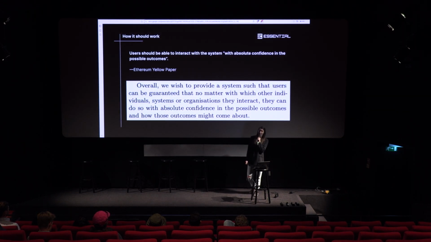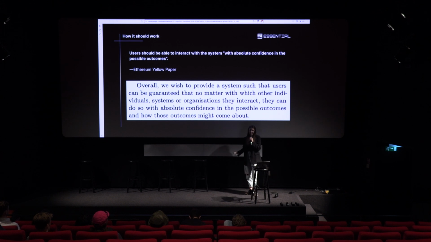So what we think at Essential is that this shouldn't be possible. And I don't think that's a radical claim. Most people in the space are looking at ways of mitigating MEV and thinking about how can we prevent this from happening, because it is unintended behavior. And actually, if you look at the Ethereum yellow paper, it specifically states that users should be able to interact with the system with absolute confidence in the possible outcomes. And we know that that's not the situation we live in today, but that is the ideal.